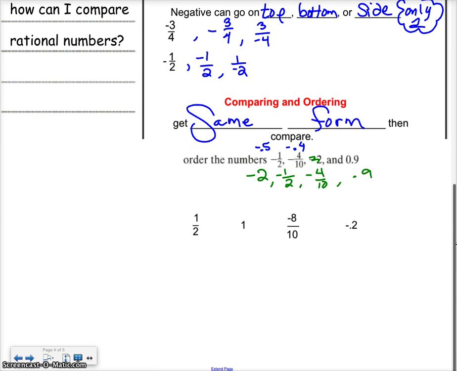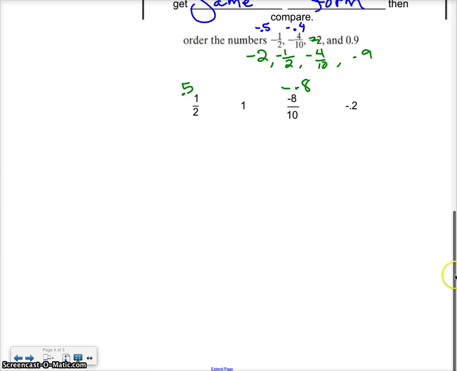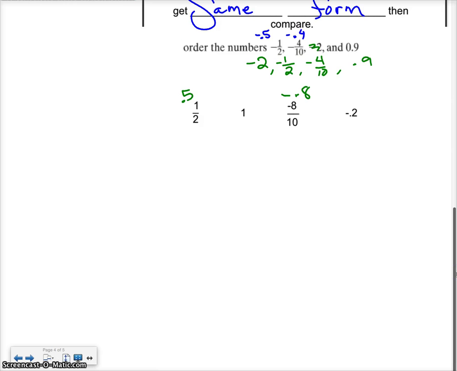Negative 0.8, converting my fraction to a decimal. 1/2, converting my fraction to a decimal. Bigger the negative, the smaller you are. 0.8 has more negatives than the 0.2 negatives. So it'd be negative 8/10, followed by your negative 0.2, followed by 1/2, followed by 1.